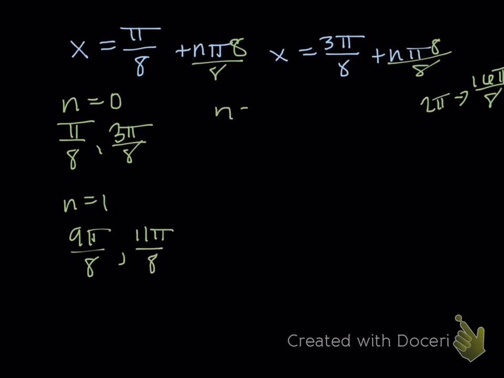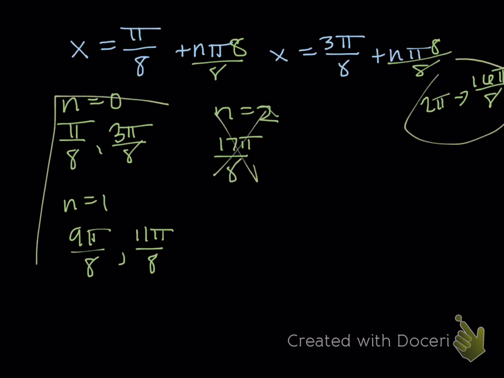Alright, so we keep going, so n equals 2. When I plug in 2, I get 16 pi over 8 plus 1 pi over 8 is 17 pi over 8. So I know right here that I'm too big because I'm over this cutoff, so I stop. And these are my final 4 answers.